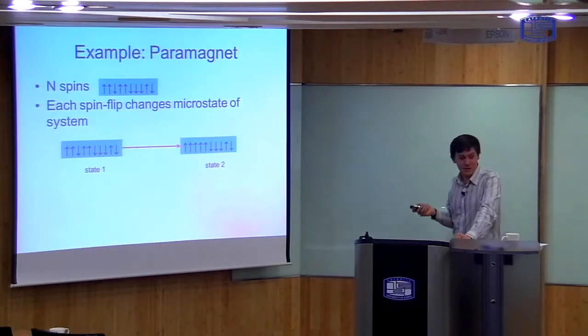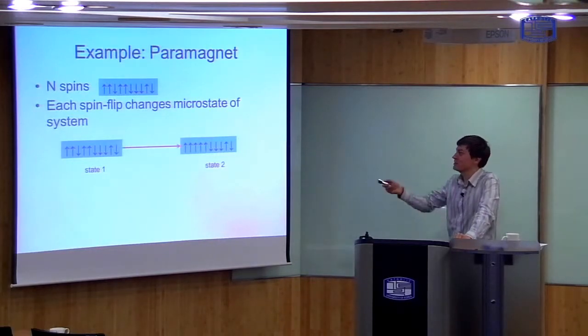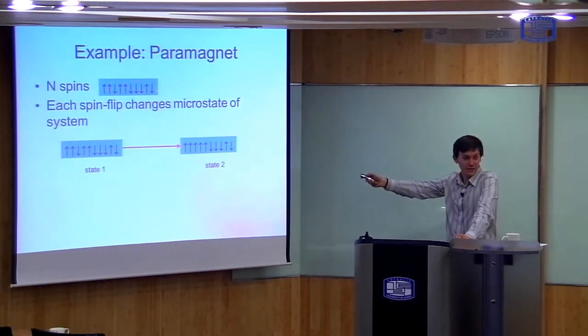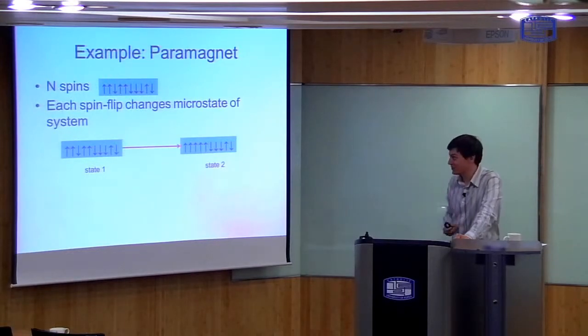So in this case, a microstate of this system is, I tell you what every arrow in the system is doing. So I say the first arrow is up, second arrow is up, third arrow is down, fourth arrow is up. That's a microstate. I tell you exactly what the system is doing.